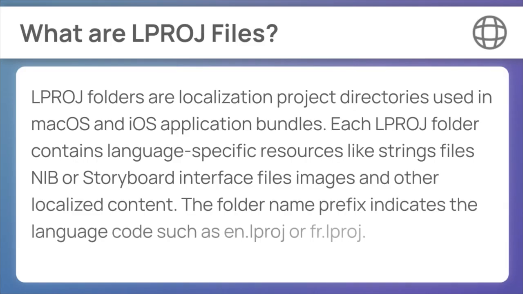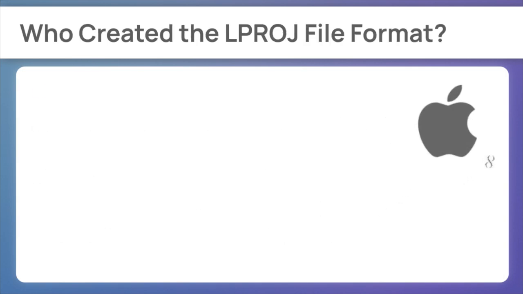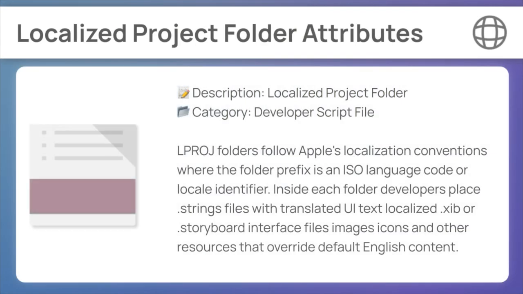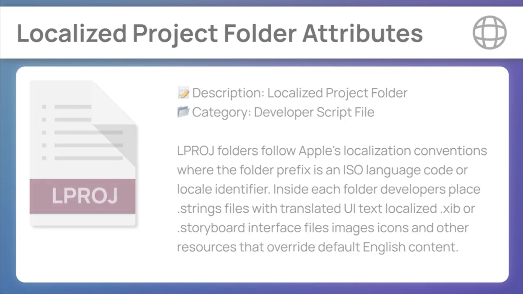LPROJ folders are localization project directories used in macOS and iOS application bundles. Each LPROJ folder contains language-specific resources, like strings files, NIB or Storyboard interface files, images, and other localized content. The folder name prefix indicates the language code, such as en.lproj or fr.lproj. LPROJ folders follow Apple's localization conventions where the folder prefix is an ISO language code or locale identifier. Inside each folder, developers place strings files with translated UI text, localized XIB or Storyboard interface files, images, icons, and other resources that override default English content.